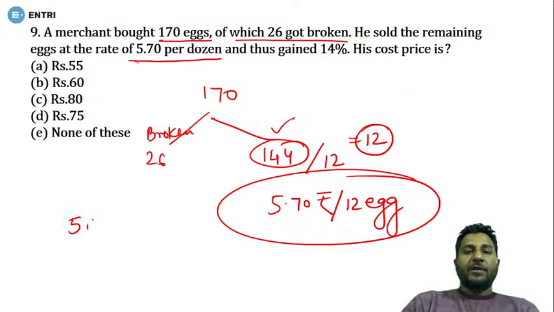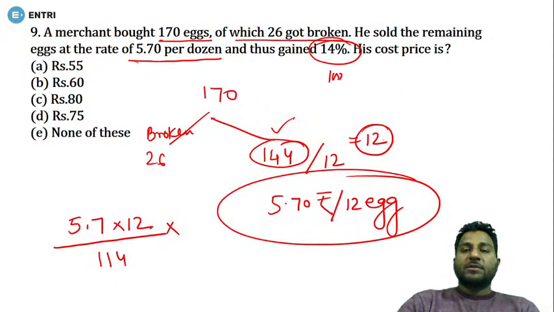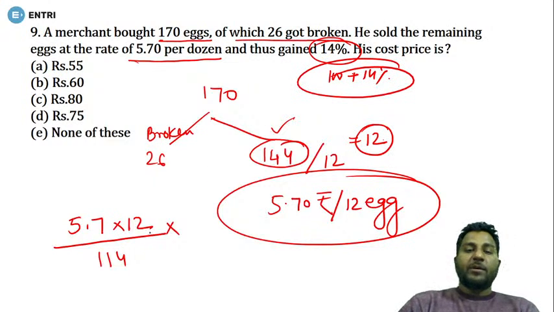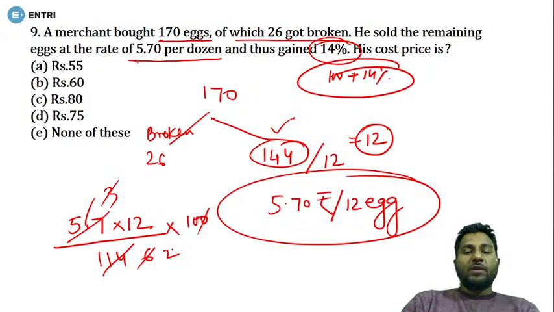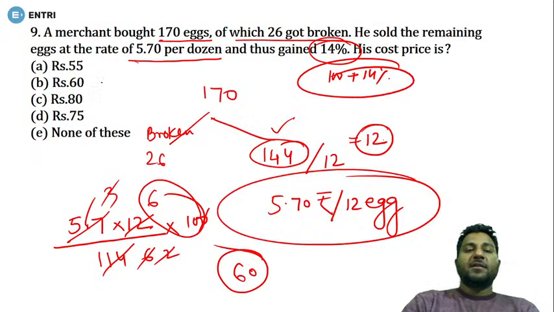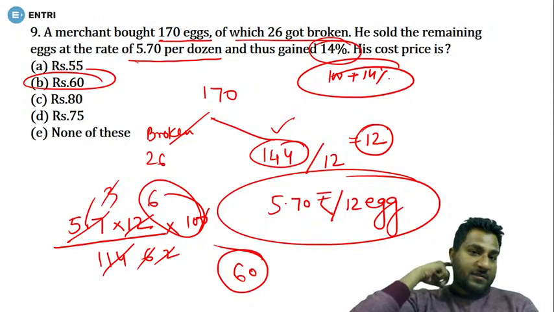Look at this, 5.7 per dozen means 12 dozen are there, so we will have to multiply with 12. And we are getting the profit as well, so 114, because 100% was the cost price, and if 14% profit is added, it will be compared with what? 114. Let's multiply with 100. So look at this, 19, 3, 19, 6, so 57 twos are, so 2, 6. That means clearly 6 and 10 have been left. 60 rupees is the cost price.